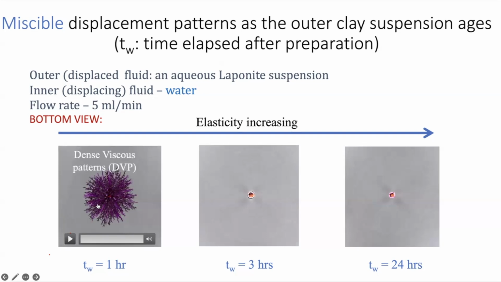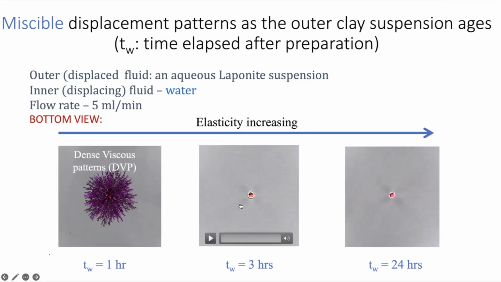There is no well-defined boundary, and these branches keep interconnecting. They keep interconnecting because of the low viscosity of the outer clay here, and you form these little pools of clay inside. I just want you to notice this, because in the next image, what we've done is we've filled the clay in the Hele-Shaw cell and allowed it to age for 3 hours.